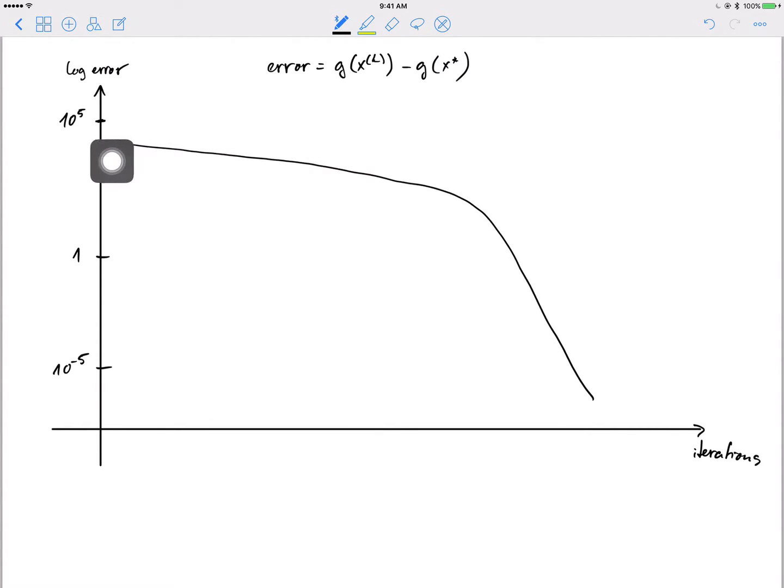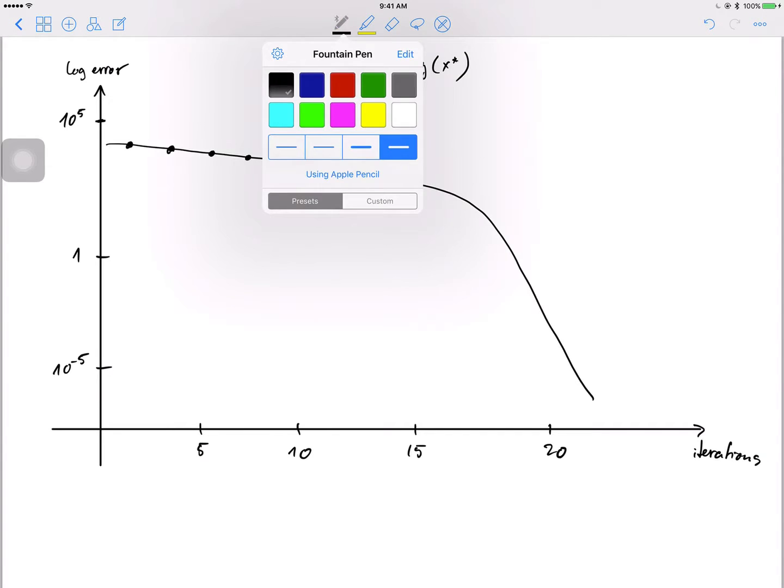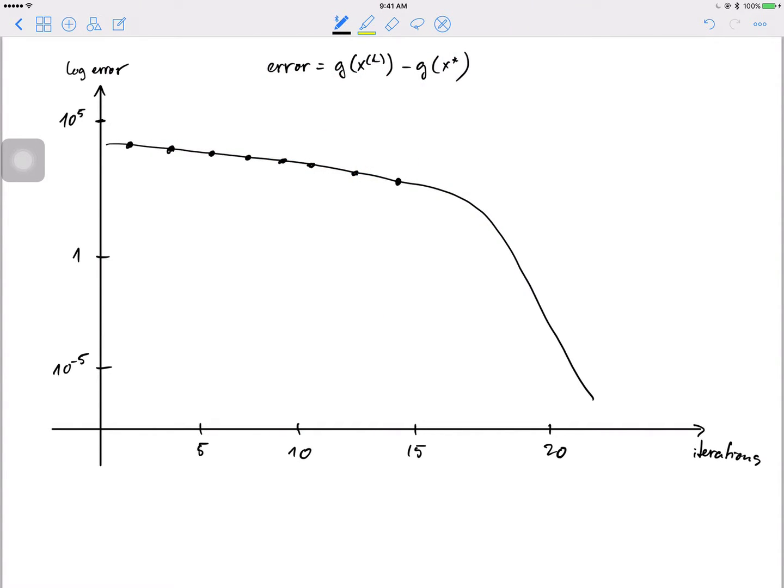This would be my initial error, something large, like 10,000. Then I do another iteration, and the error keeps decreasing. I keep iterating. Just to give you a sense of scale, this is 5, 10, 15, and this would be 20. Those things are to be taken with a grain of salt, but the order is about right. Those are my iterates, and if you have correctly implemented Newton's method, this is what you should see.